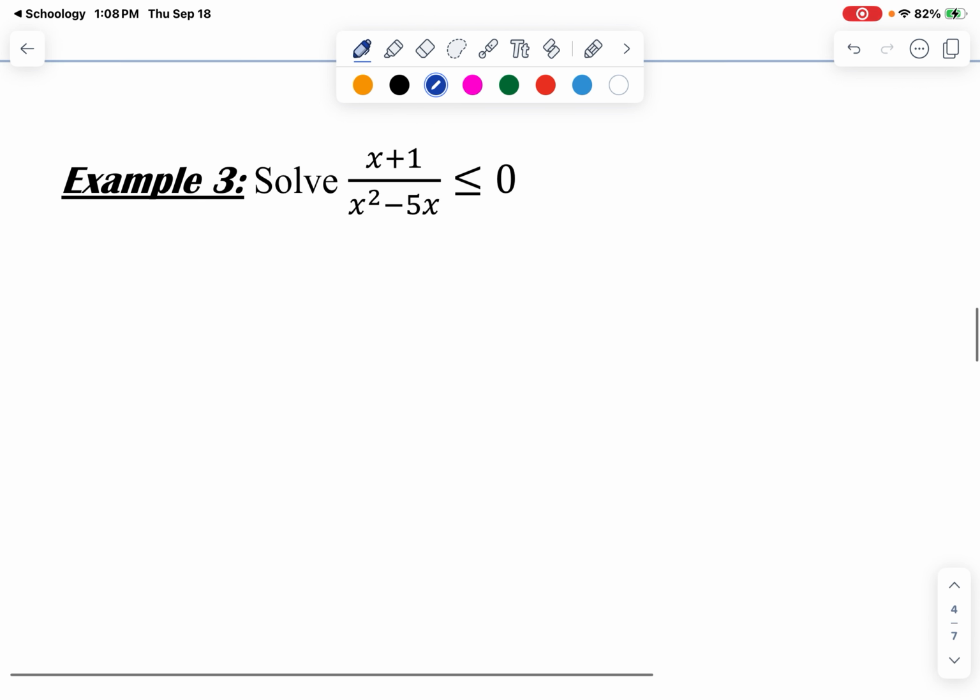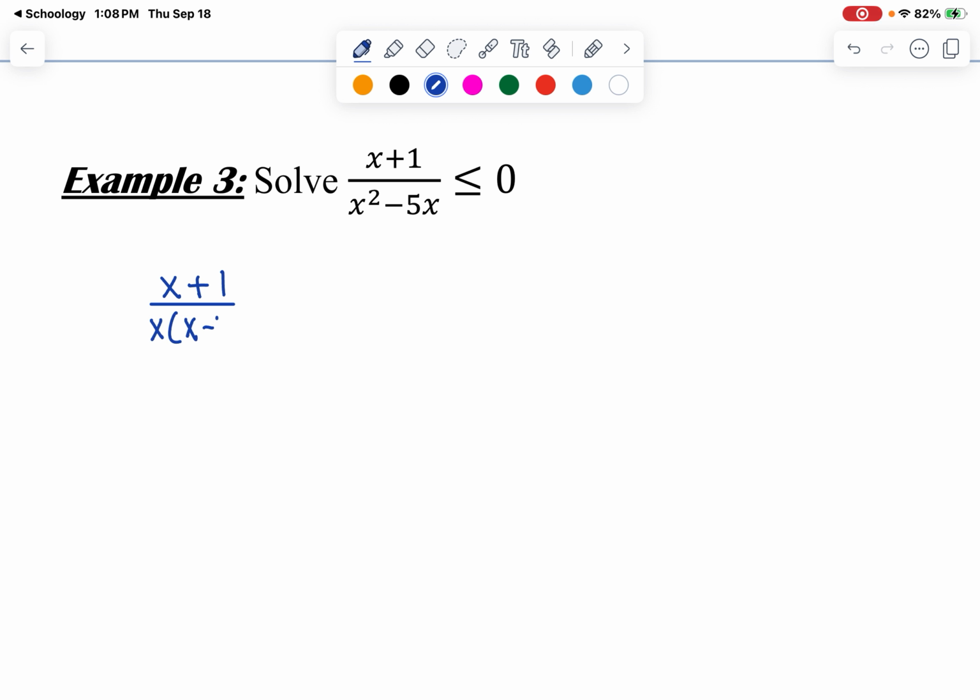All right, next one. The denominator's not factored this time, so we gotta factor that. x plus 1 over x. There's a GCF of x. x times x minus 5. Less than or equal to 0.